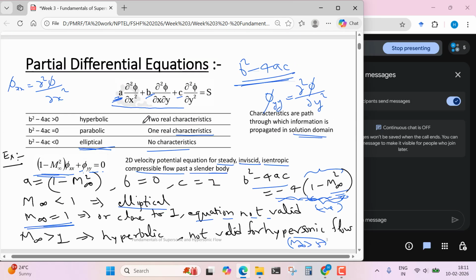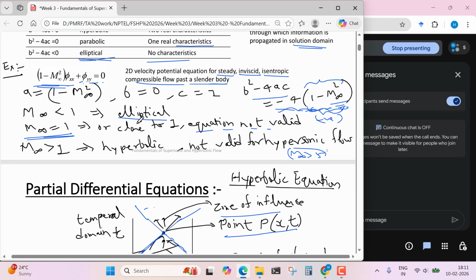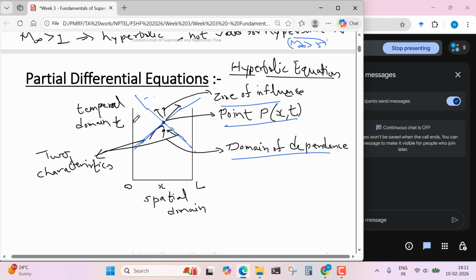So we'll focus on hyperbolic flow because wave motions are generally given by hyperbolic partial differential equations. So let's say there is a hyperbolic equation. It will have two characteristic lines. One is moving forward, and there is another characteristic line which is moving backward. This is the spatial domain 0 to L, and this is the time domain 0 to T. So we are moving forward in time in this direction.